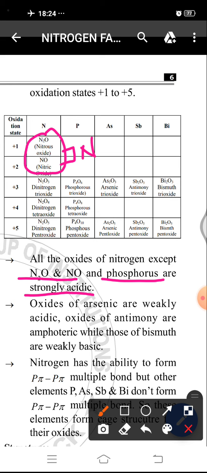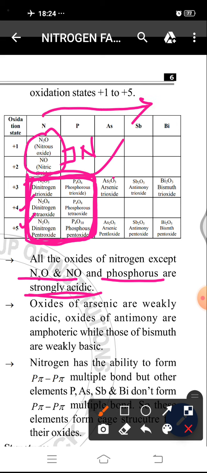Besides these two oxides, that is N2O3, N2O4, N2O5, and all the oxides of phosphorus, that is P4O6, P4O8 and P4O10, these oxides which are under the dotted line are acidic in nature, because we know on moving down the group acidic nature decreases, basic nature increases.